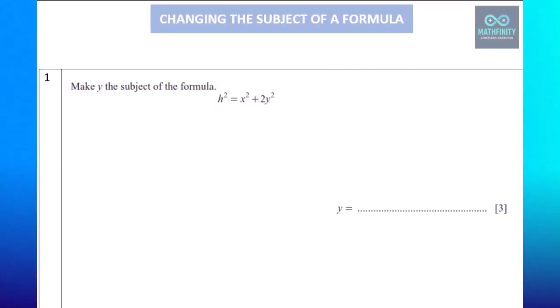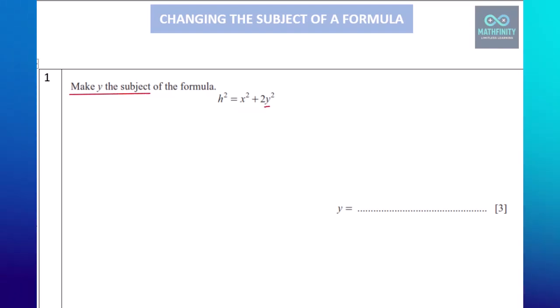We are going to discuss the topic changing the subject of a formula. This topic is important for IGCSE, GCSE, and O level students. In this topic, they will ask you to separate or make the subject one of the variables from the given equation. Like in question number 1, make y the subject of the formula.